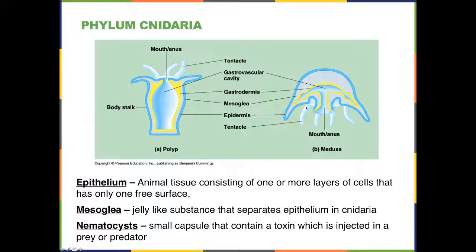Now, in the tentacles on both forms are something called nematocysts. Nematocysts are small capsule-like objects that contain a toxin, and when a predator or a prey runs into this tentacle, this toxin is then injected into the other animal, and in many cases it's paralyzing, and frequently this ends up causing the death of the animal, and then the Cnidaria eats it.